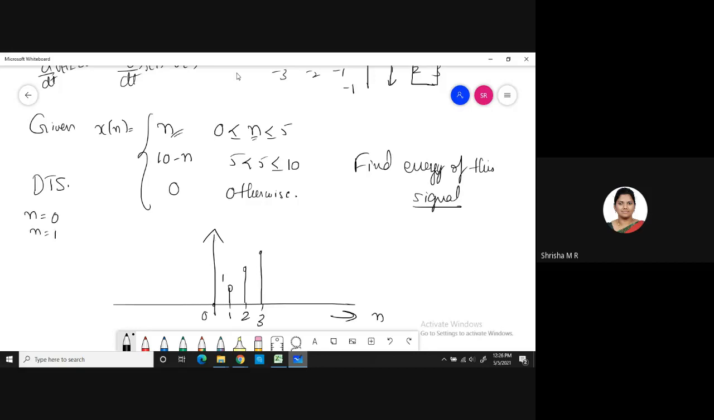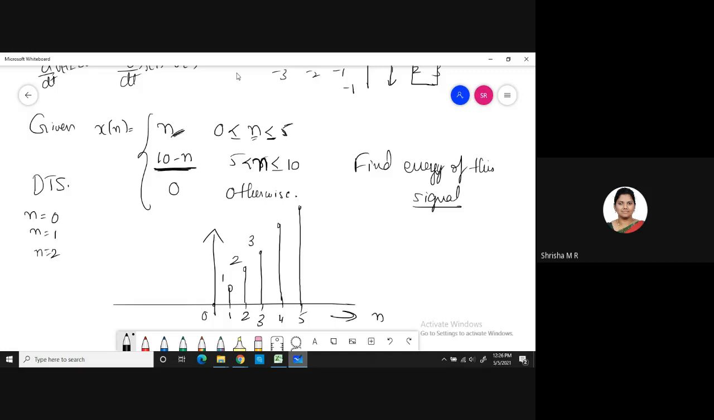If n is equal to 1, the signal will be at 1. At n is equal to 2, the amplitude will be 2. At n is equal to 3, amplitude will be 3. At n is equal to 4, the amplitude would be 4. At n is equal to 5, the amplitude would be 5. So it is equal to n for n less than or equal to 5. Then after 5, the amplitude is 10 minus n.